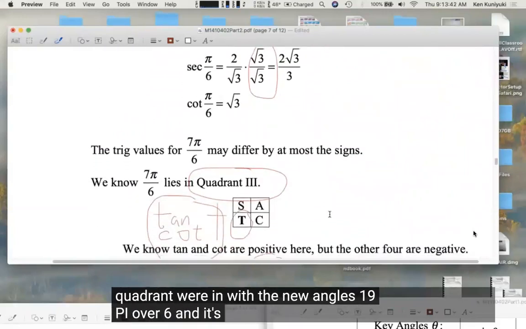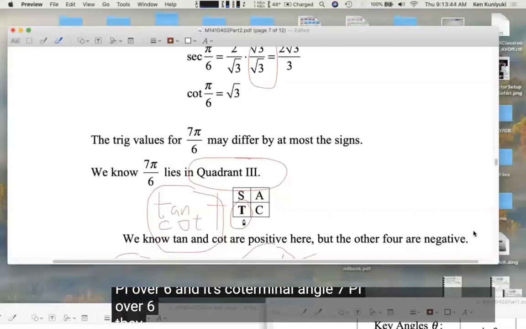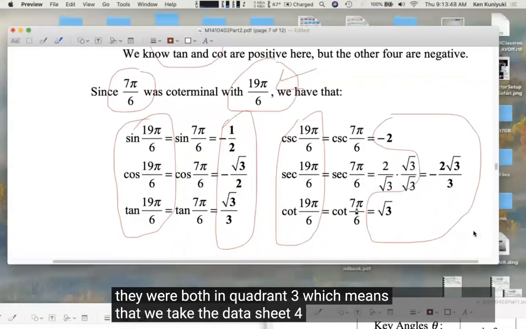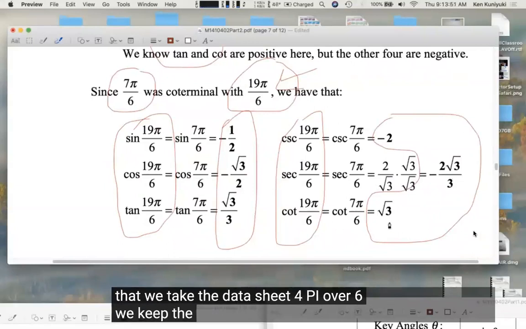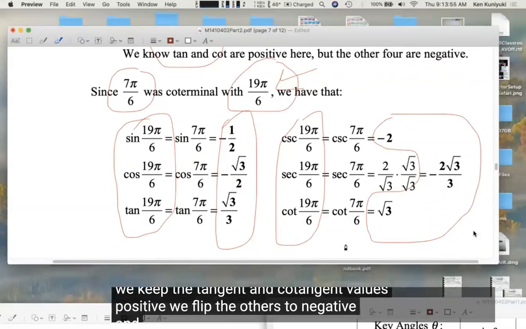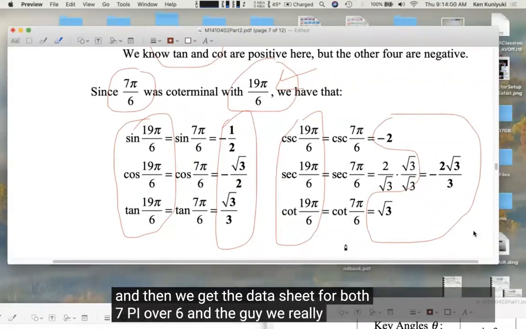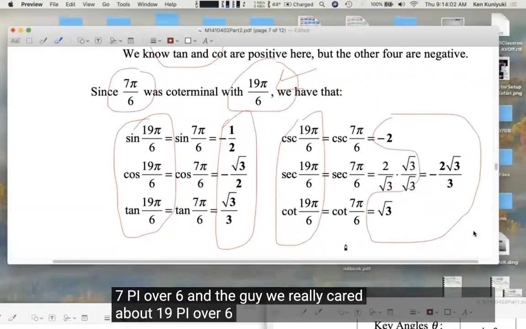19 pi over 6 and its coterminal angle, 7 pi over 6, were both in quadrant 3, which means that we take the data sheet for pi over 6, we keep the tangent and cotangent values positive, we flip the others to negative, and then we get the data sheet for both 7 pi over 6 and the guy we really cared about, 19 pi over 6.